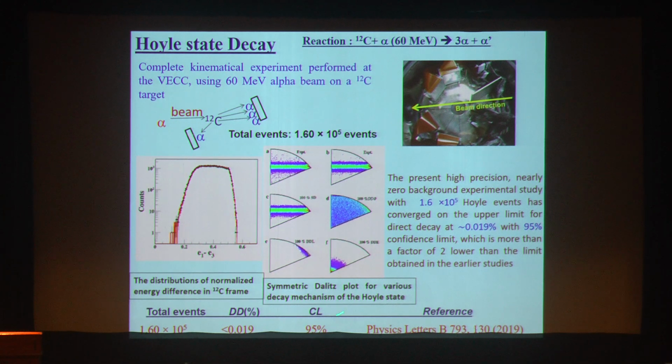So we have converted the present high precision nearly zero-background experimental study with 1.6 into the 4.5 MeV event, which has converged on an upper limit for the direct decay at 0.019% with 95% confidence limit, which is more than a factor of 2 lower than the limit obtained in the earlier studies. These have been published in Physics Letters B.